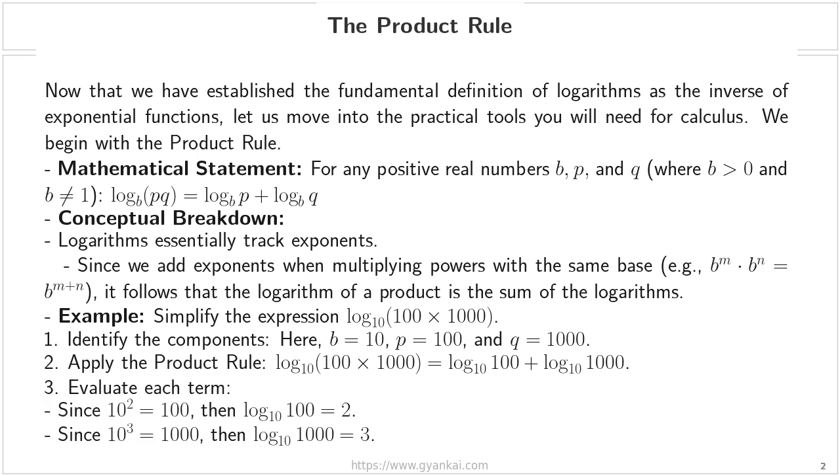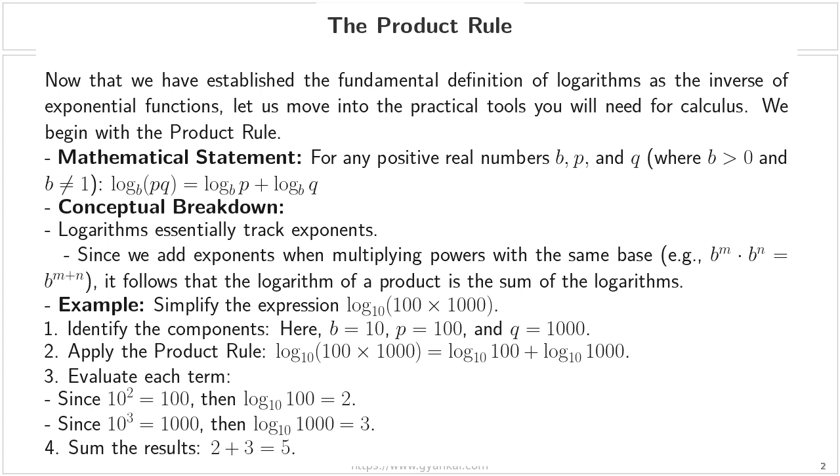Now, we evaluate each term individually. Since 10 squared equals 100, the log base 10 of 100 is 2. Similarly, since 10 cubed equals 1000, the log base 10 of 1000 is 3. Finally, we simply sum these results. 2 plus 3 equals 5.